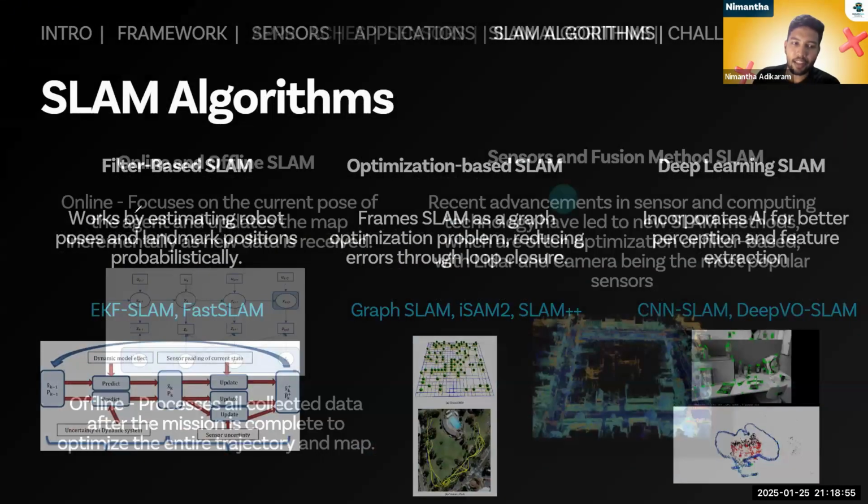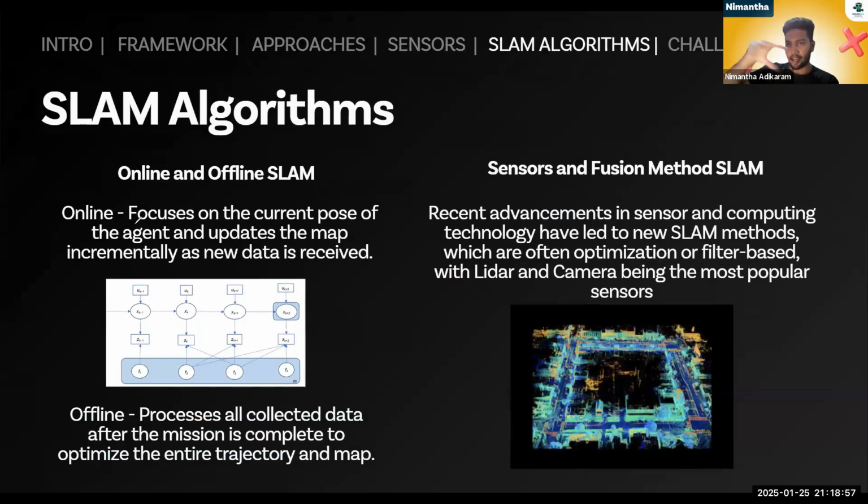In the online method, there can be online and offline, but in the subcategories there might be sensor fusion and deep learning. The online method focuses on the current pose of the agent and updates the map incrementally as new data is received. This is really important.